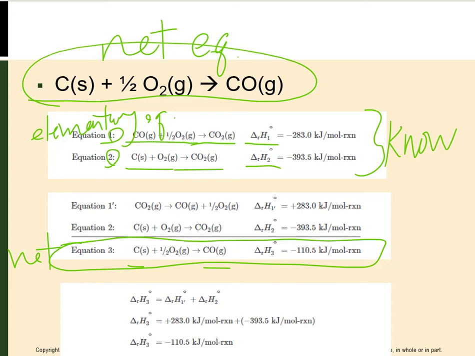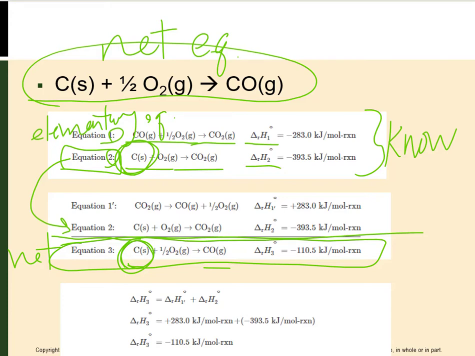So what we need to do is, here I say, oh, I want carbon on the left. If I look at my two elementary equations up above, notice I have carbon on the left in equation number 2. Great. So I'm going to leave equation number 2. I'm going to rewrite it down here just the same as it was, because I want carbon on the left, and equation 2 has carbon on the left.